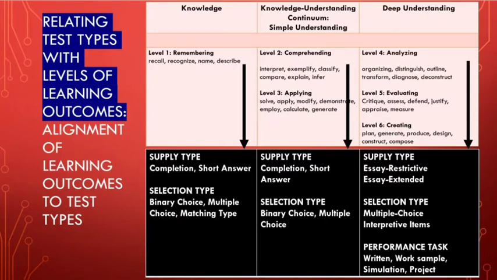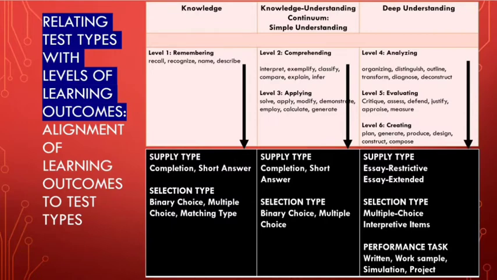On your screen, it could be the completion type of test, the short answer. While for the supply type, deep understanding, the higher order thinking skills, it's the essay type of test. But still under supply type because the learners have to provide answers. So it could be essay restrictive or essay extended.